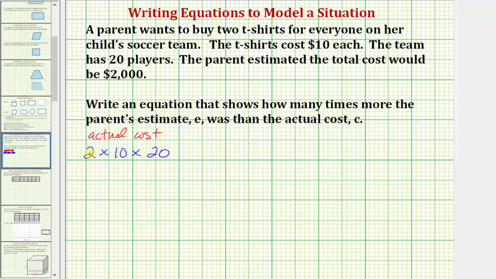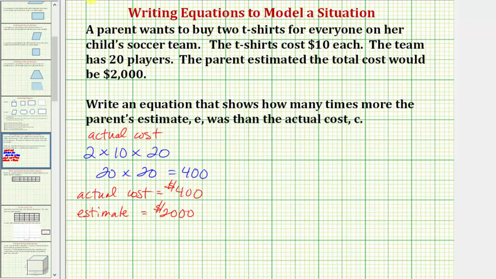Again, we have 2 because each player gets 2 t-shirts, times 10 because each t-shirt costs $10, times 20 because there are 20 players. So this product will give us the actual cost. So 2 times 10 is equal to 20, and 20 times 20 is equal to 400, which means the actual cost is equal to $400. And we're told that the estimate was $2,000.